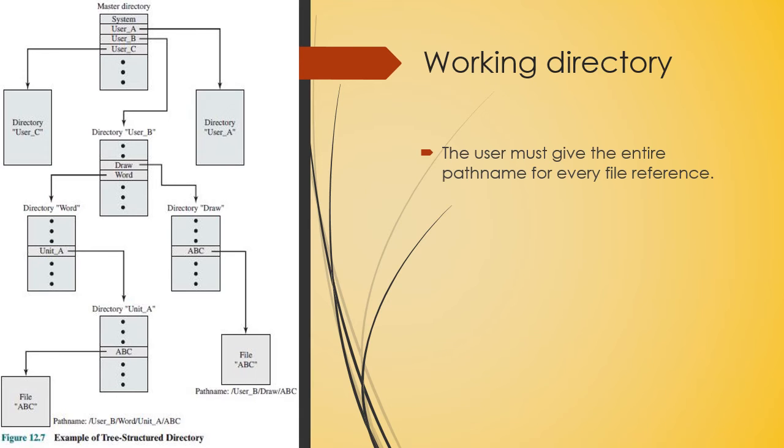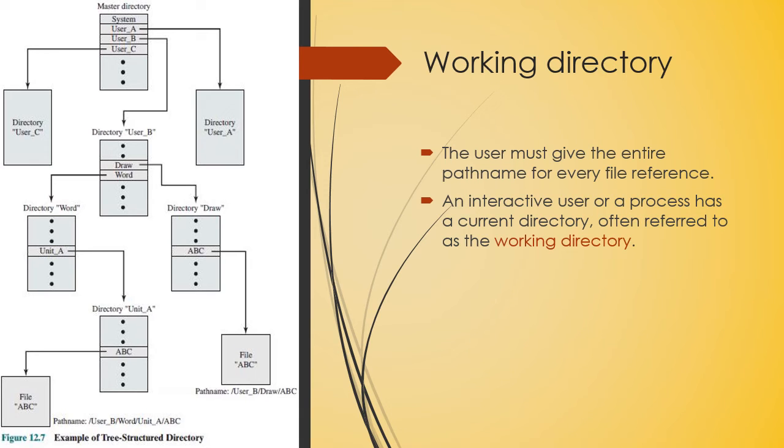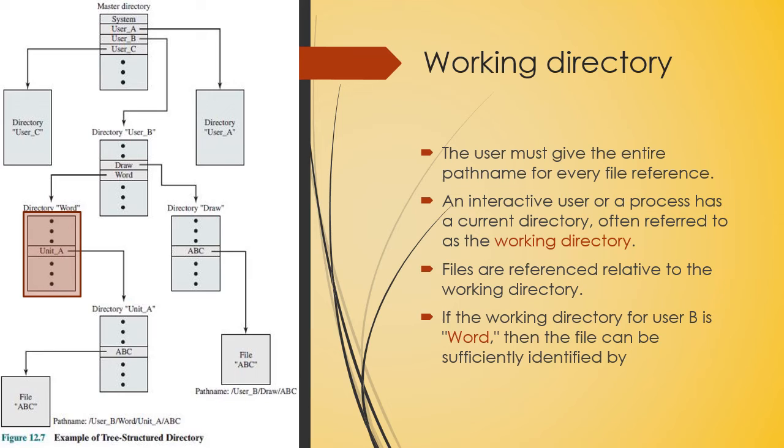Working directory. It is awkward for a user to give the entire path name every time a reference is made to a file. Typically, an interactive user or a process has associated with it a current directory, often referred to as the working directory. Files are referenced relative to the working directory. For example, if the working directory for user B is word, then the file in the lower left corner can be sufficiently identified by unit A slash ABC.